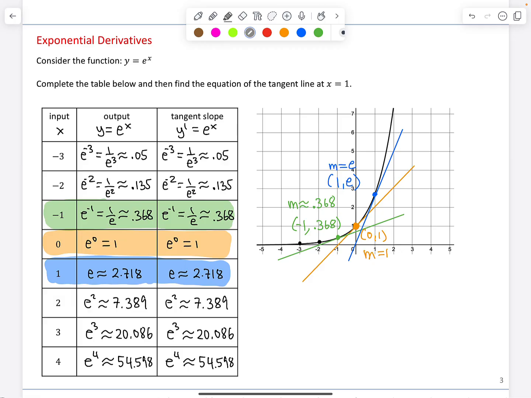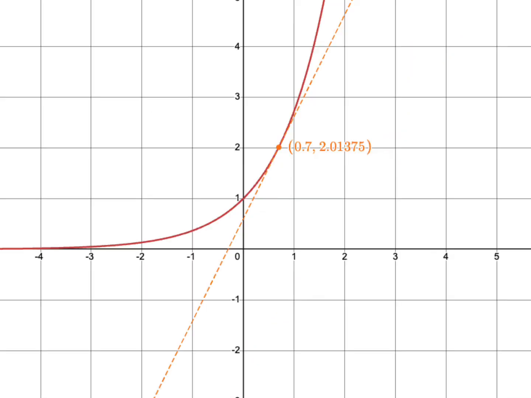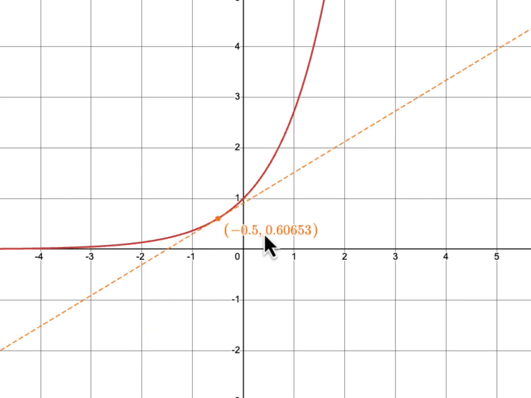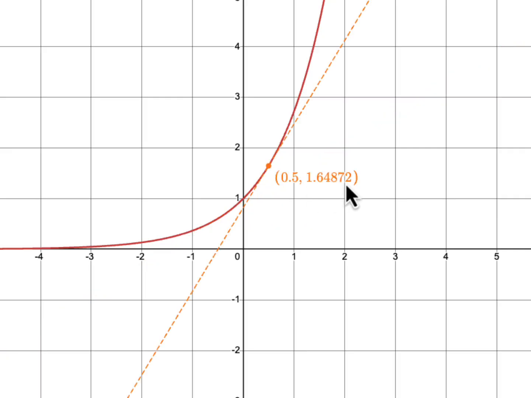What's significant for every point along this curve is that the y-coordinate and the slope of the tangent line at that point always match. The y-coordinate and the slope match. Using technology to look at a graph of e to the x, pick any x-coordinate like negative 0.5. This y-coordinate is also the slope of the tangent line. When x is 0.5, this y-coordinate, 1.64872, is also the slope of this tangent line. So this is a very interesting function. The outputs are also always the slopes of the tangent lines.